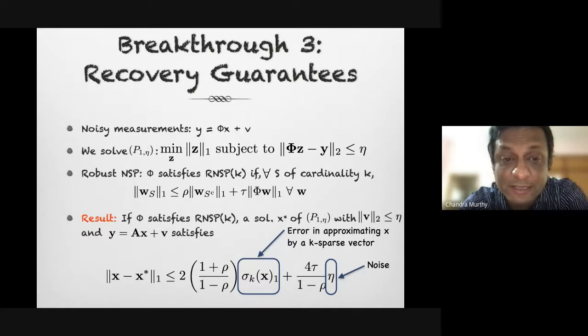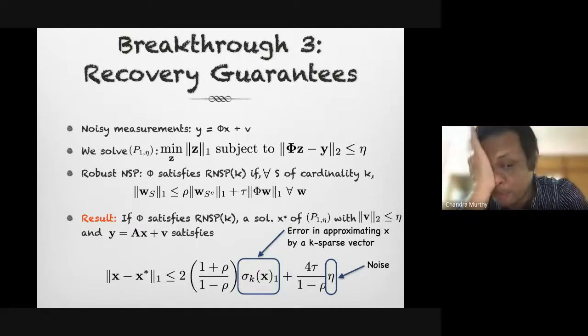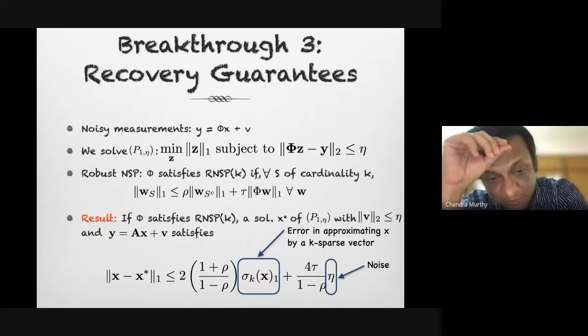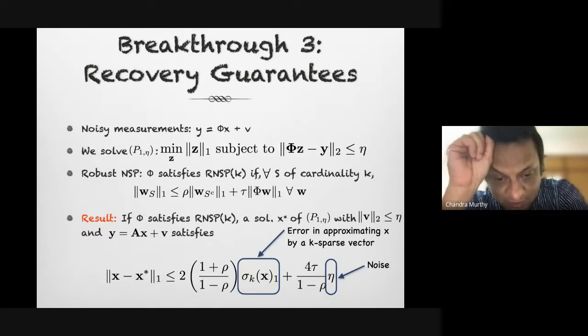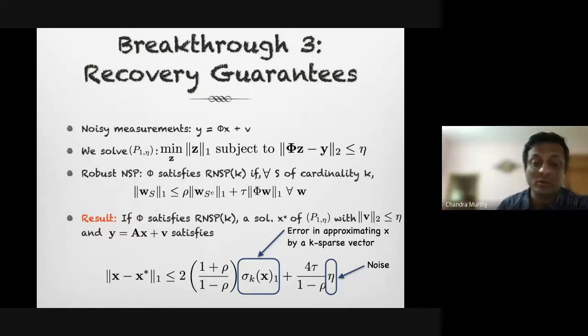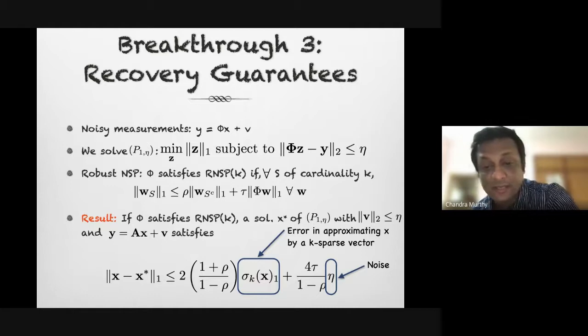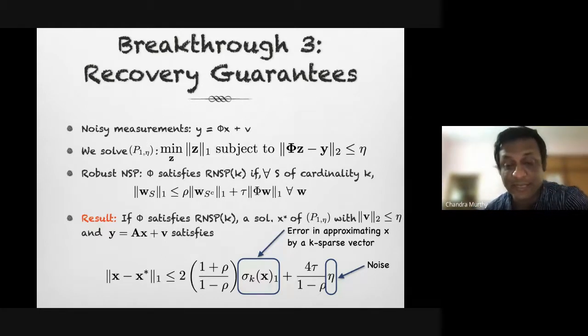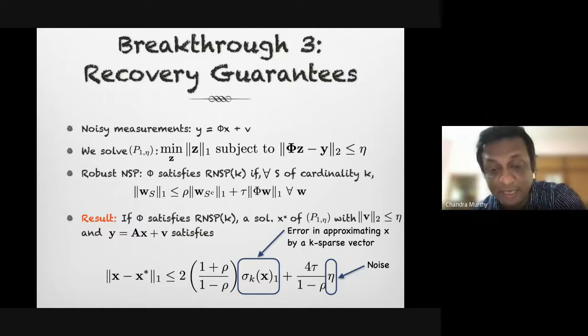When you solve this problem, you will get a solution x star which satisfies the equation at the bottom of the slide, meaning that the L1 norm of the difference between x and x star, which is the L1 norm of the error in recovery, is at most some coefficient, in this case written as 2 times 1 plus rho over 1 minus rho, times the error in approximating x by a k-sparse vector. So in particular, if x is already a k-sparse vector, then this quantity sigma k x L1 will be equal to 0.